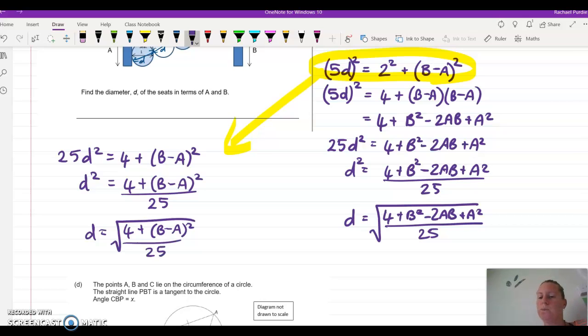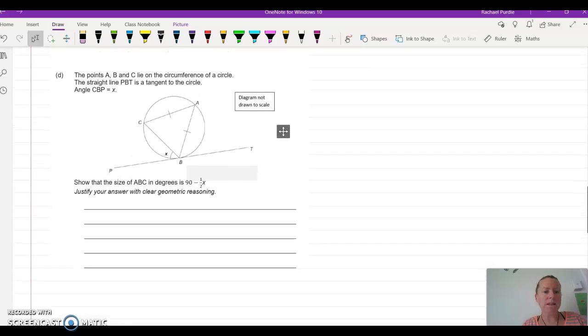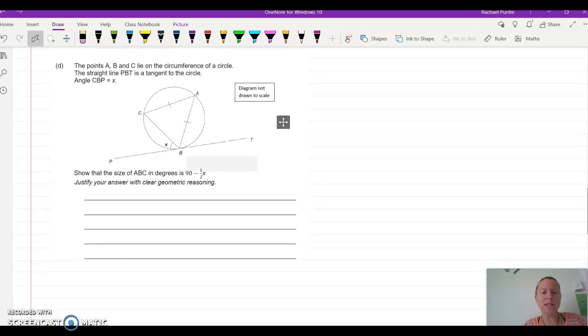Okay, cool. All right. Righto, let's have a wee look at this question now with the wheel. So yeah, question D here about the points ABC lying on the circumference of a circle. So we've got the straight line, PBT, and they're telling us it's a tangent to the circle. It obviously is as well from the picture. And angle CBP, they're calling X. All right. So we need to show that the size of angle ABC, so this guy in the middle here, is 90 minus half X. Okay, so that's what we're wanting to do.